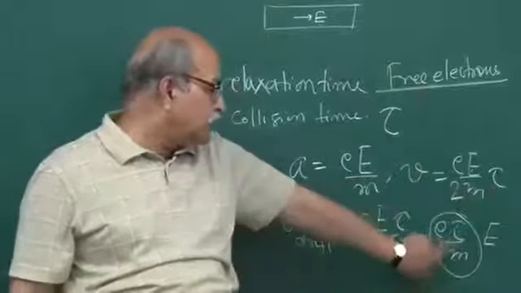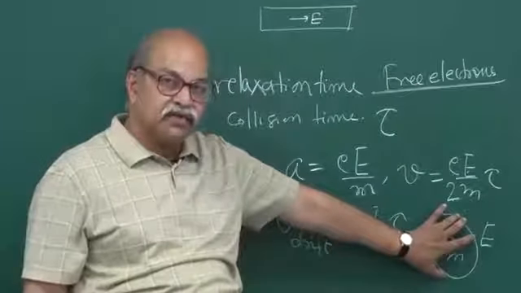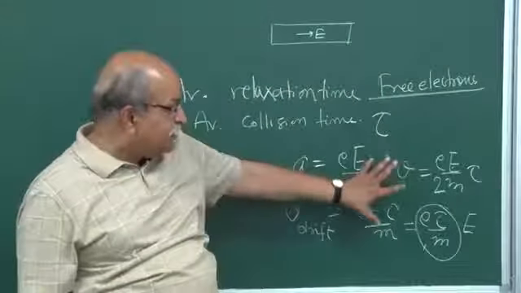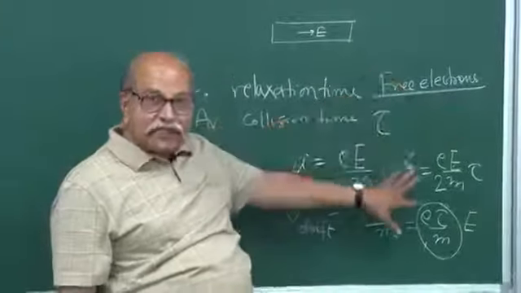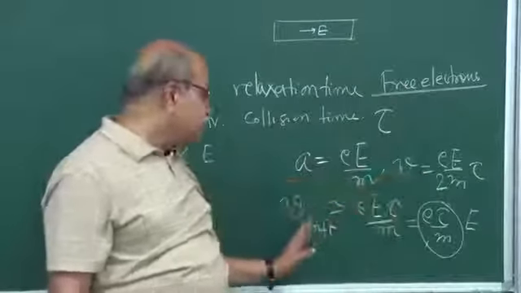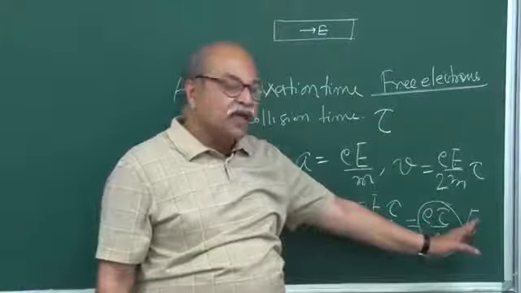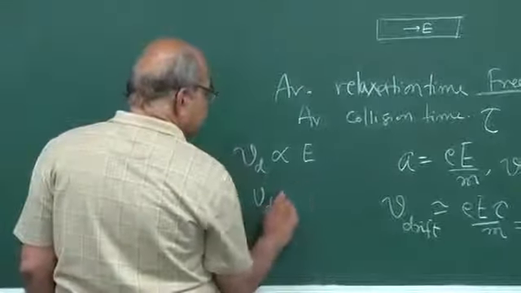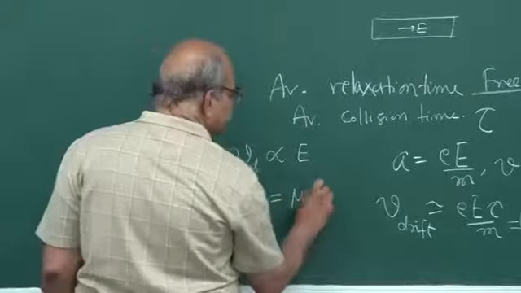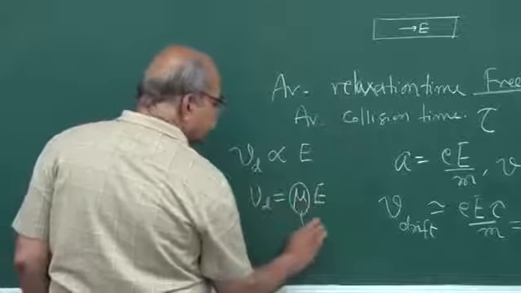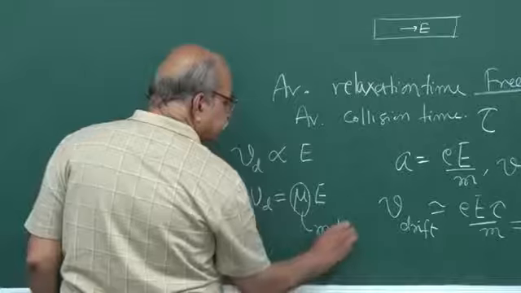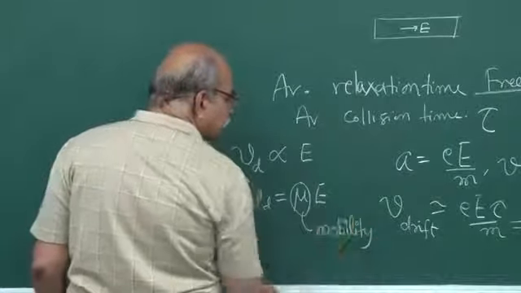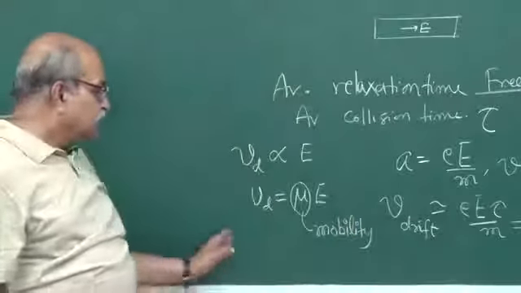In this calculation, E tau by m is the proportionality constant. But even if all these approximations are not taken and better calculations are made, this Vd will be proportional to E. And that proportionality constant, whatever it is, is written as mu, and this mu is known as mobility.